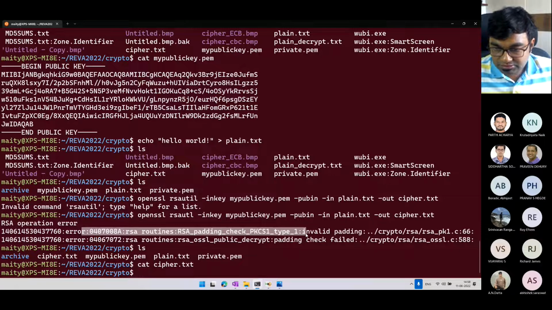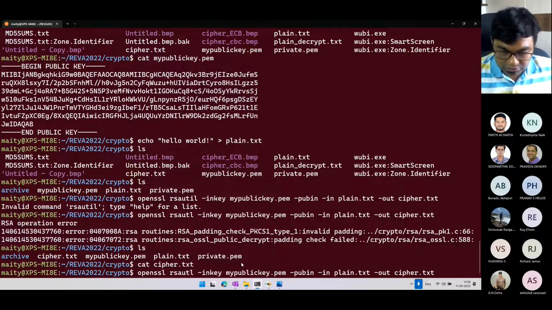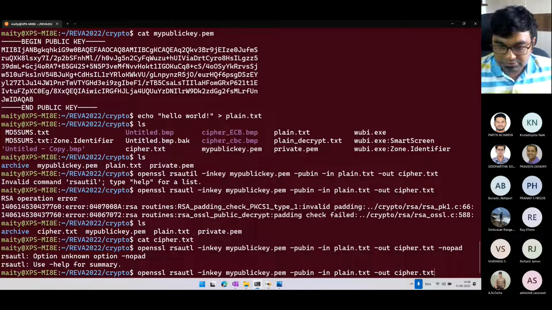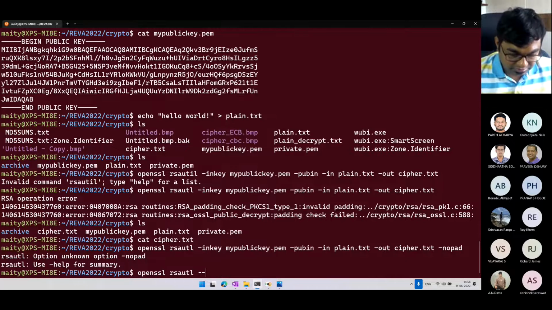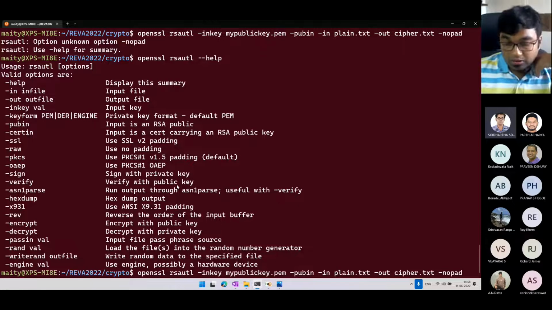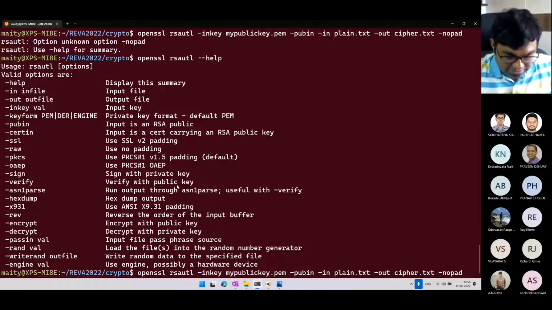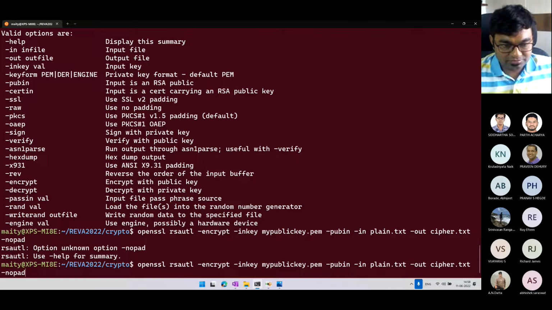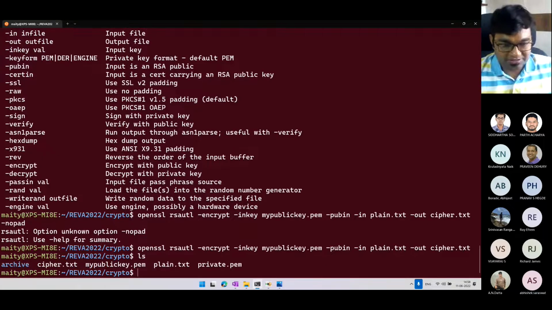What is it? That encrypt command should be given, I think, sir. Encrypt with public key, -encrypt. Oh yes, you are right. I forgot to give that encrypt.